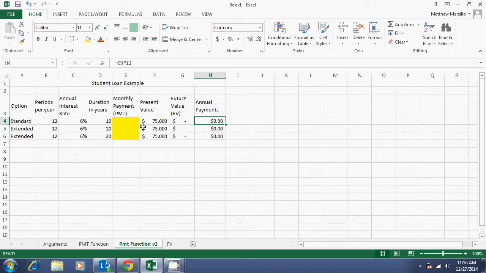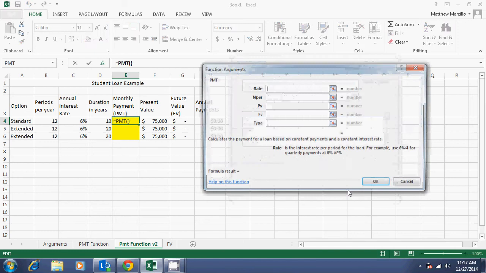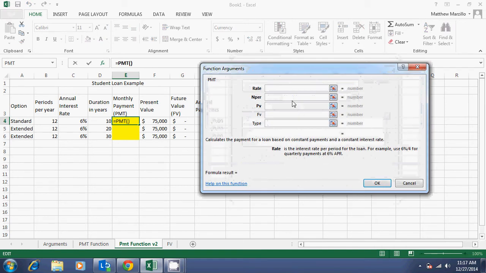Just another way to look at the payment information. Okay, so with that, let's go ahead and get started. Most importantly, we have our data in a good format and a good setup. We just want to click on cell E4, make sure that's highlighted, go up to the function bar, this wizard. We already have the PMT function right here at the top because we recently used it. Let's click on PMT, click OK.